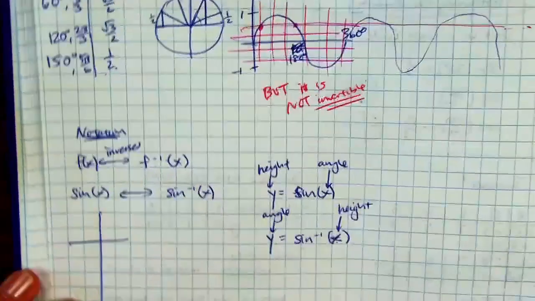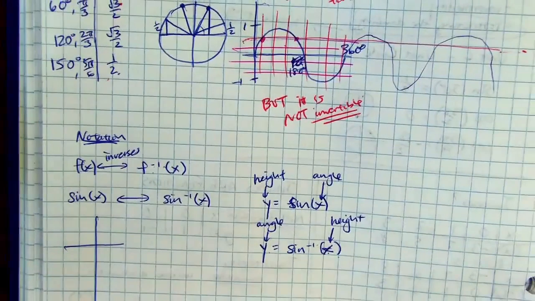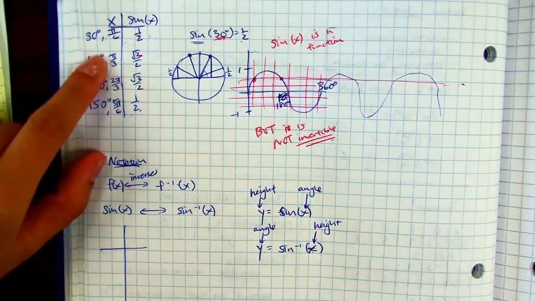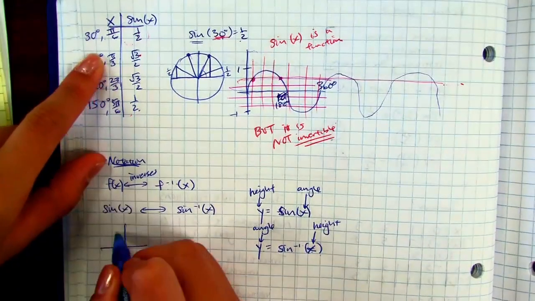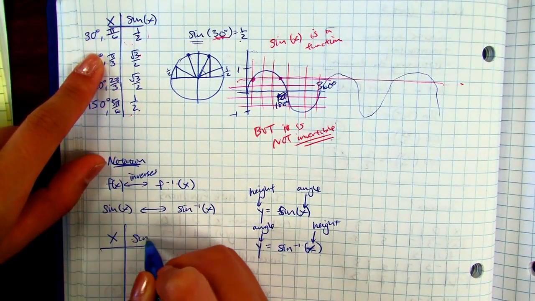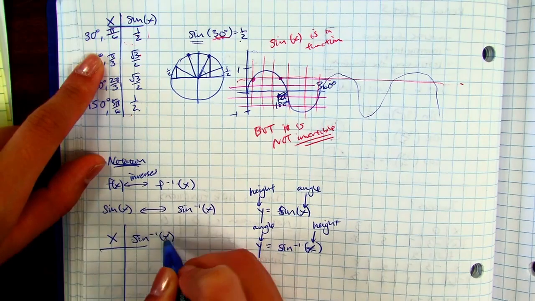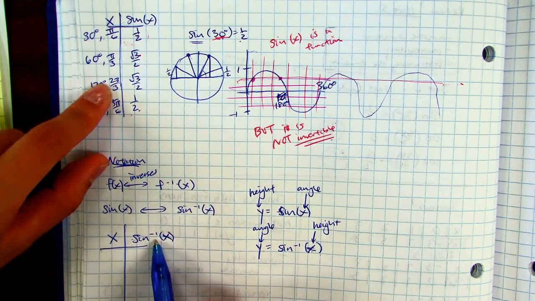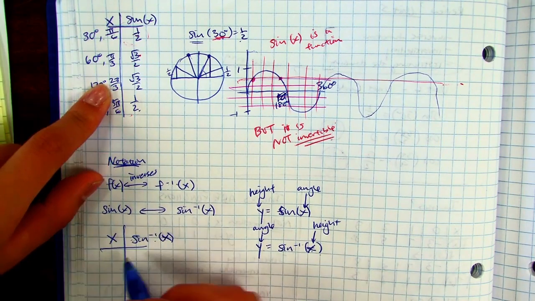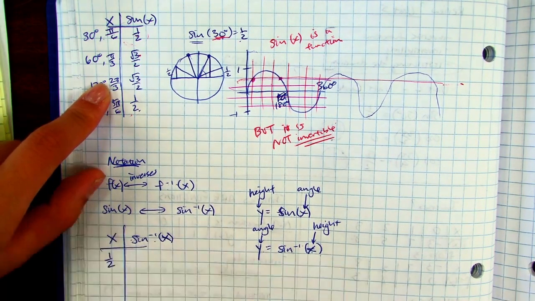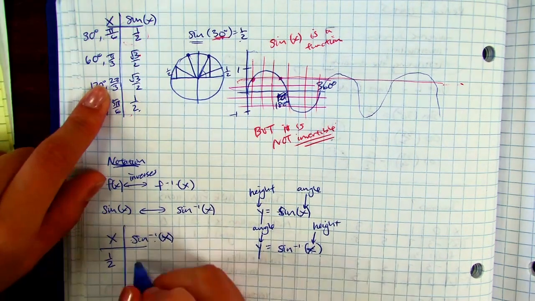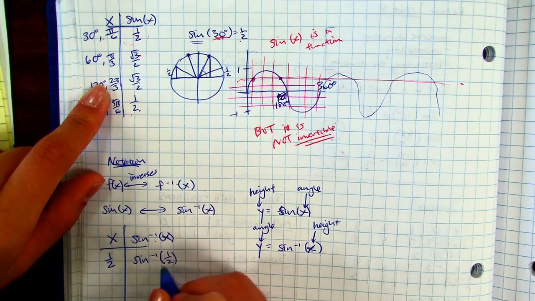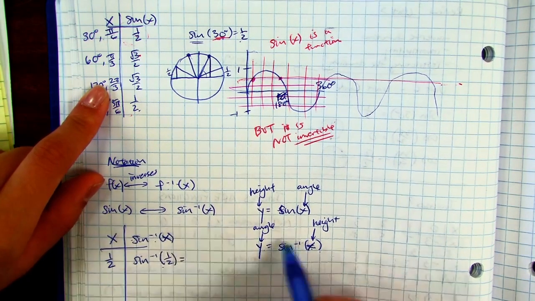So above you see a couple of my points. Let me zoom out a little bit. So on top you already see a chart with all of my points for the sine function. So if I were to make a chart for the inverse sine function, instead of plugging in the angles as I did here, what I plug into my inverse sine is my height. So for example, if I have a height of 1/2, then I want to find the inverse sine of 1/2, and I should get an angle back out.